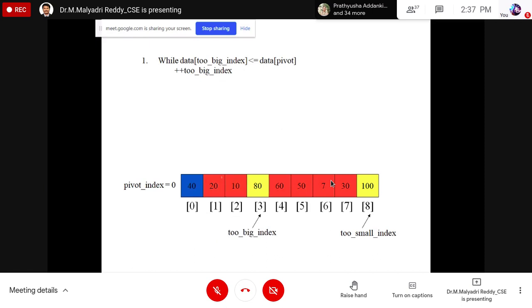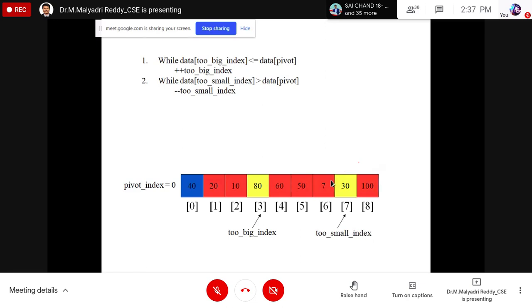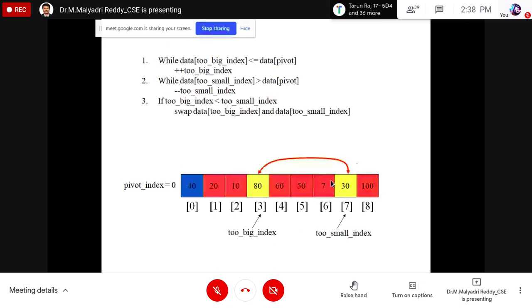Stop the iteration. Then go to the right side, toward the j index. 100 is greater than the pivot element, the condition is true, so automatically j minus minus. Then 30, but the condition fails here: the element is smaller than the pivot element. That is where we have to swap the elements. Swap. So 30 is replaced with 80, and we get that position.